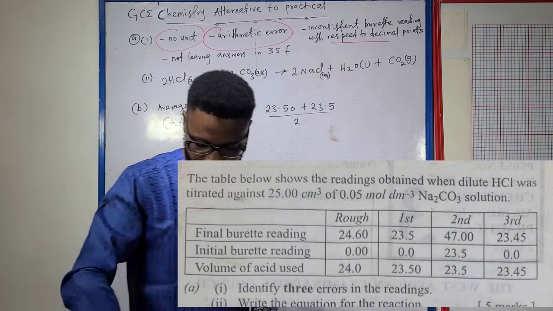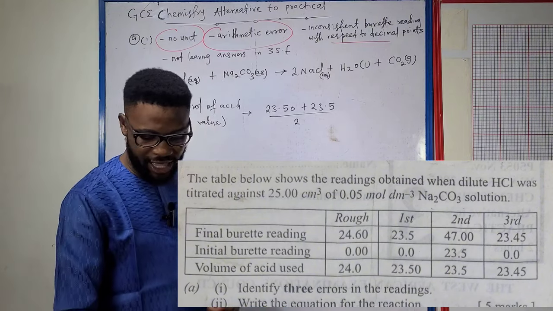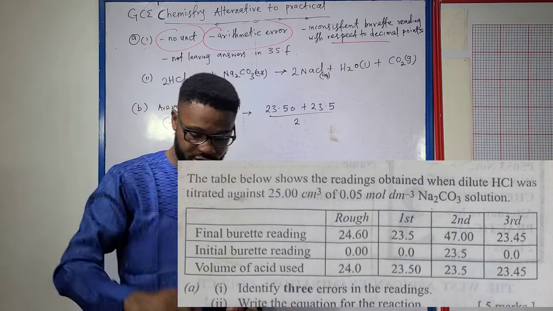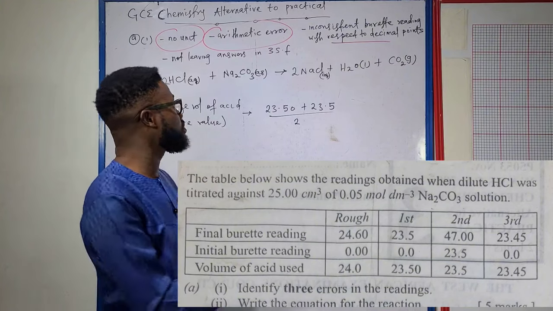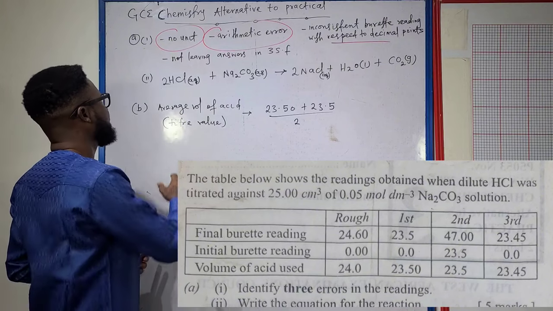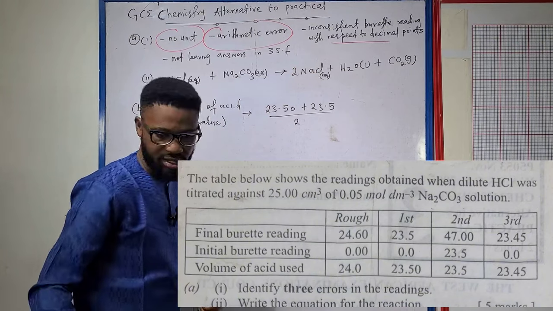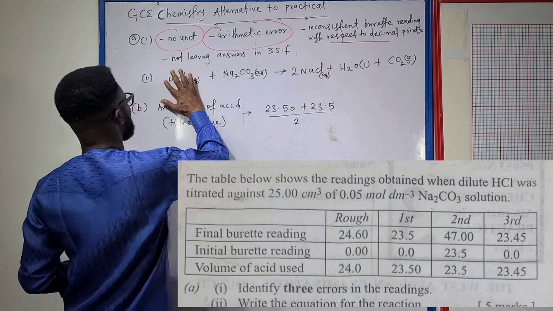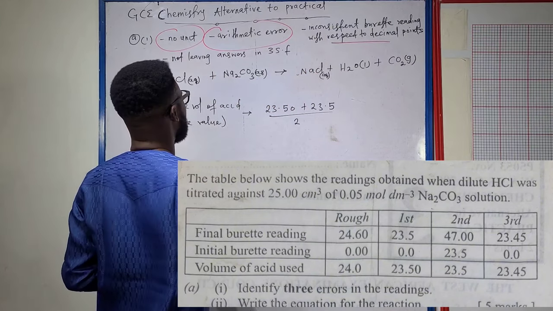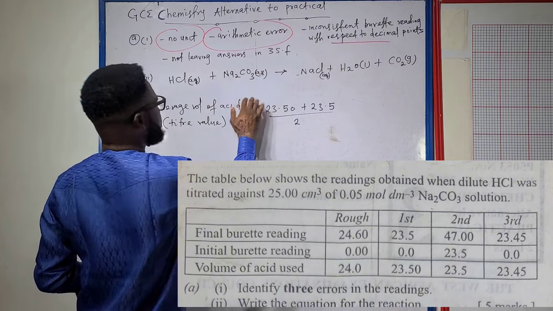We'll leave that. To question A2, we were told to write an equation for this titration reaction. Recall, if you look at your screen now, you see it's a titration between HCl and sodium hydrogen carbonate. So what you have here is HCl reacting with sodium hydrogen carbonate. Okay, let me take this out so that you see the reason why I am balancing things the way I am doing now. I have HCl reacting with sodium hydrogen carbonate.